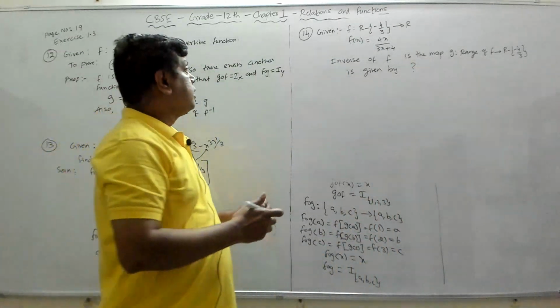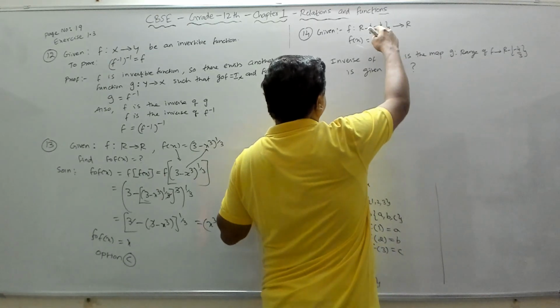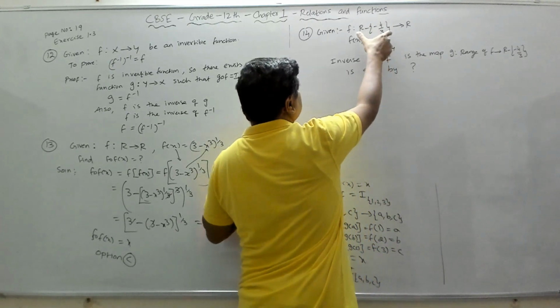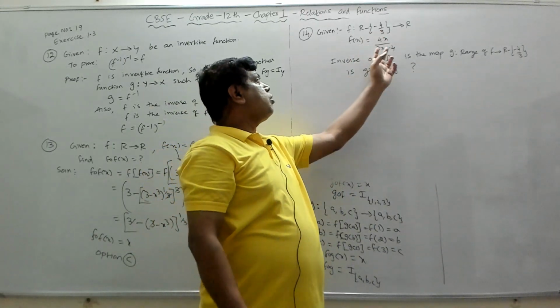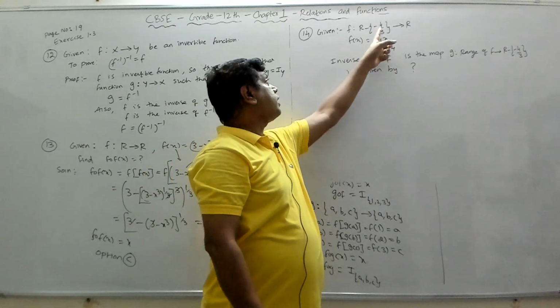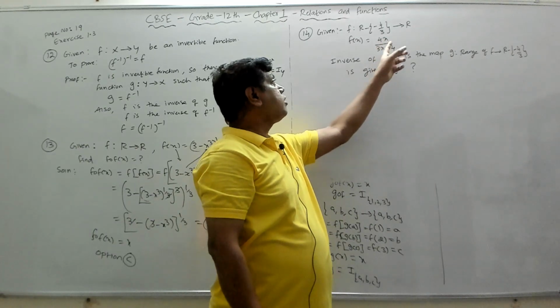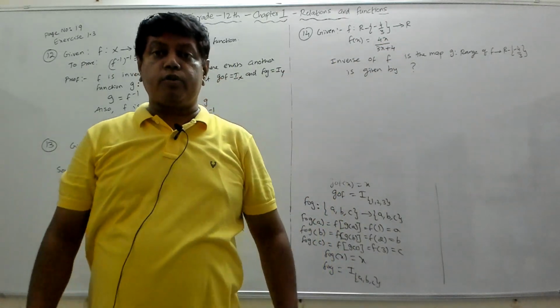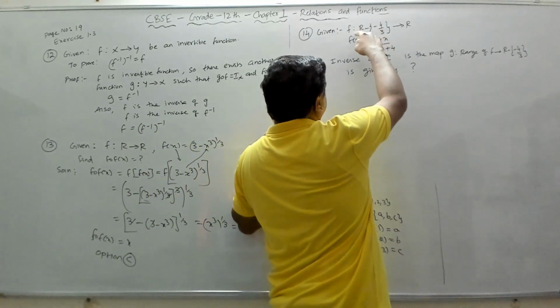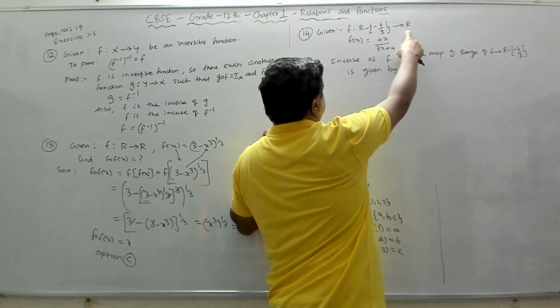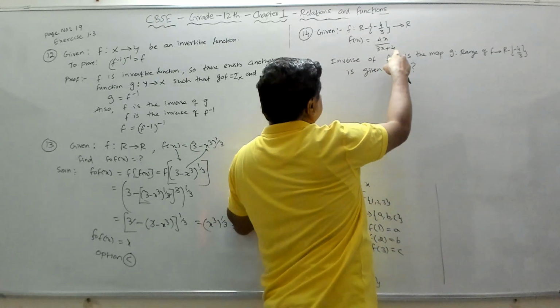So f is a function from R minus {-4/3}, which means it is the set of all real numbers except -4/3, because at -4/3 this function is not defined. If you put x equal to -4/3, you get the denominator 0, the value becomes infinity, so it's not a function. Therefore that is excluded, and f(x) is defined as 4x/(3x+4).